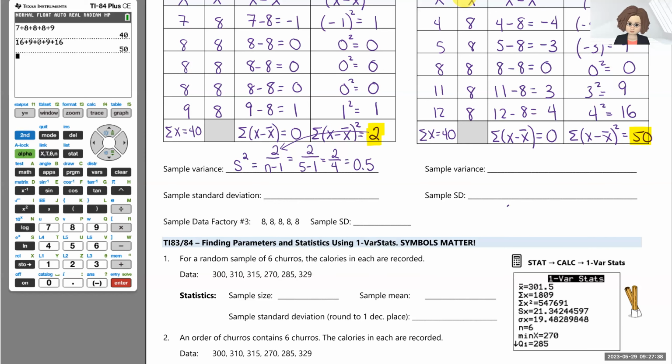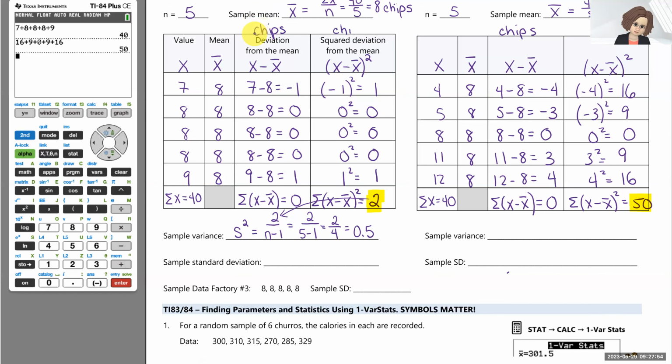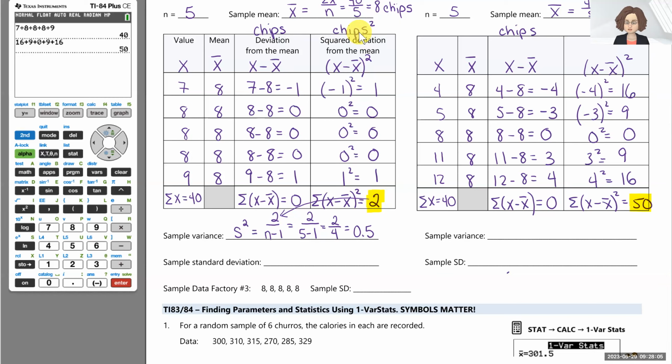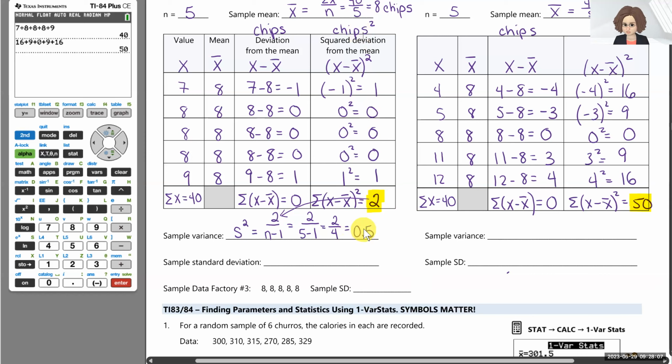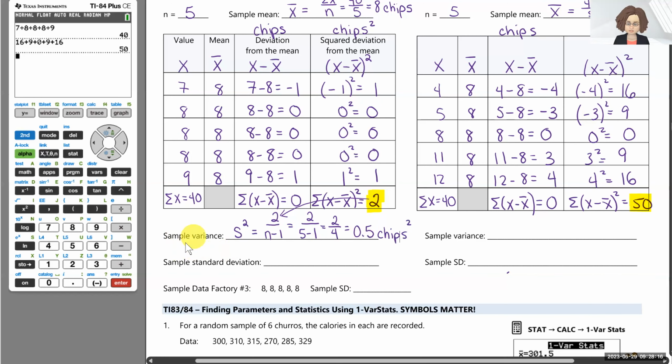Now let's talk units for a second. The deviations from the mean were how many chips a cookie differed from the mean. But when we squared those numbers, the units get kind of weird here because you would talk about squaring chocolate chips. So the units would be chips squared, which is just kind of silly. You can't really think about a square chocolate chip. So we don't use this value very often because the units don't match the units of the data. But that is called the sample variance.